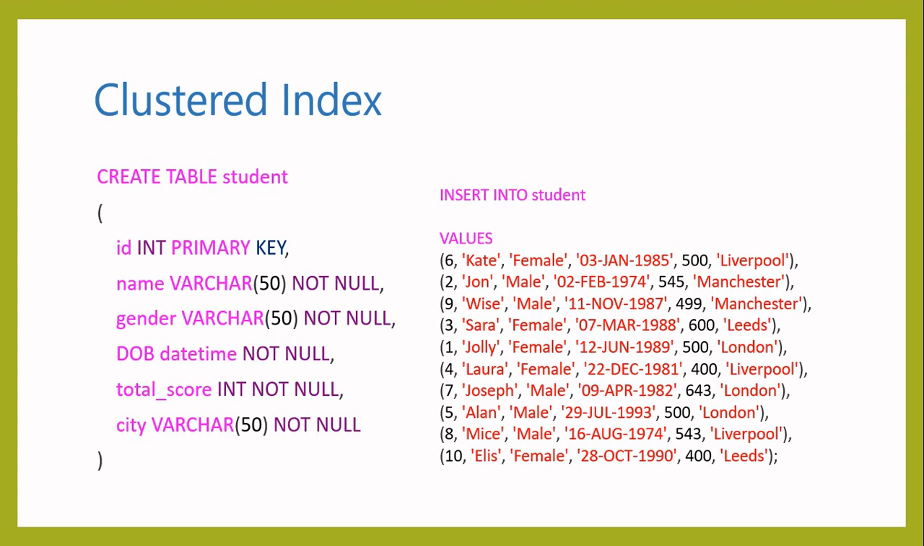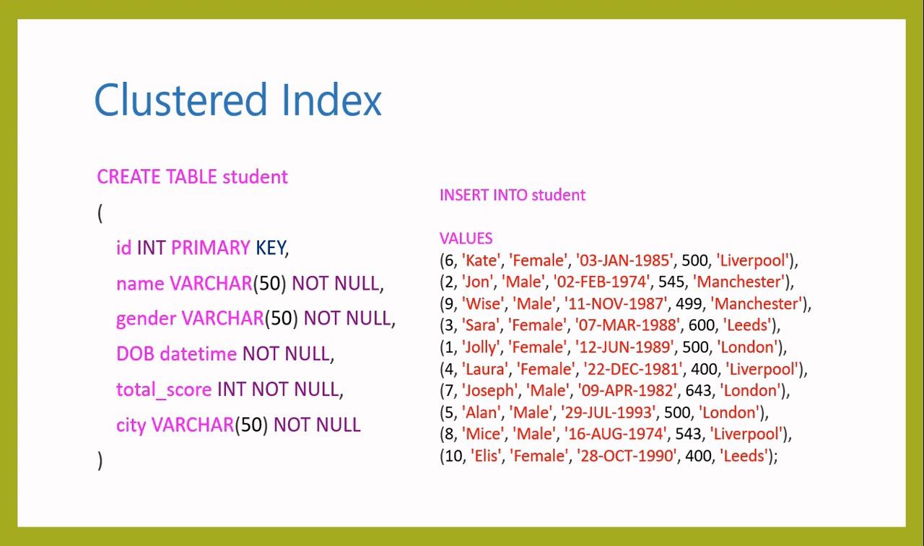Let's see how this cluster index works and how it is getting stored in the tables. First, I have a create statement for the student table that has around 6 columns. Out of those 6 columns, ID is being used as a primary key column. Since we have defined a primary key in this table, the database server will create a cluster index automatically on the ID column. That is a default behavior.